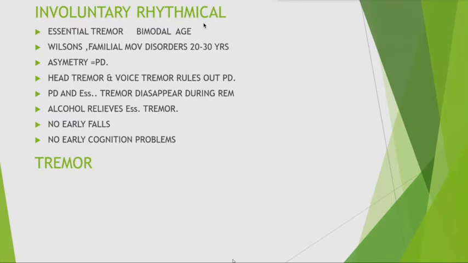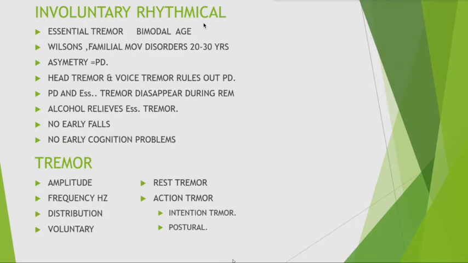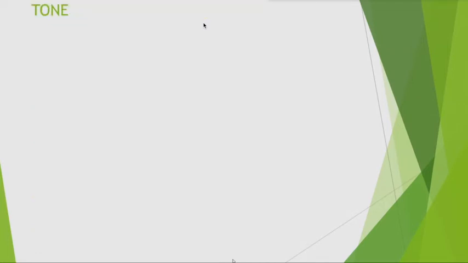So, coming to tremor, again, you are looking at the amplitude of tremor. You already mentioned the hertz, the measurement, so frequency, you said. Distribution of tremor, you said. Voluntary, rest, action tremor, also you have mentioned. Yes, this patient had increased tone. Define tone.